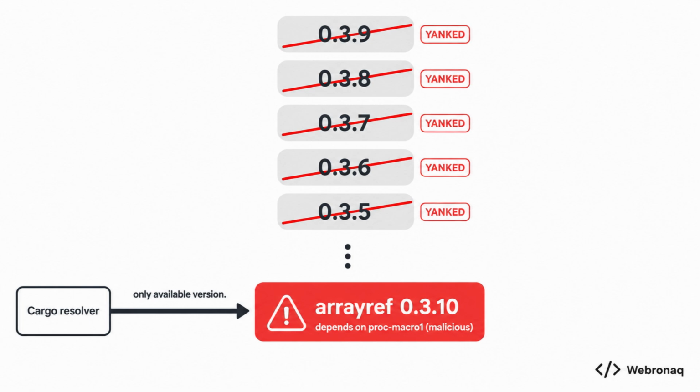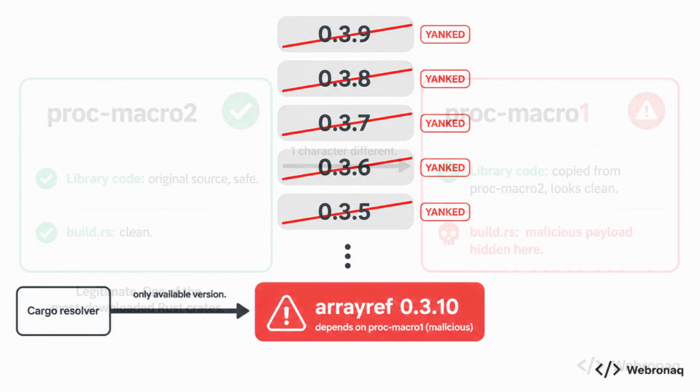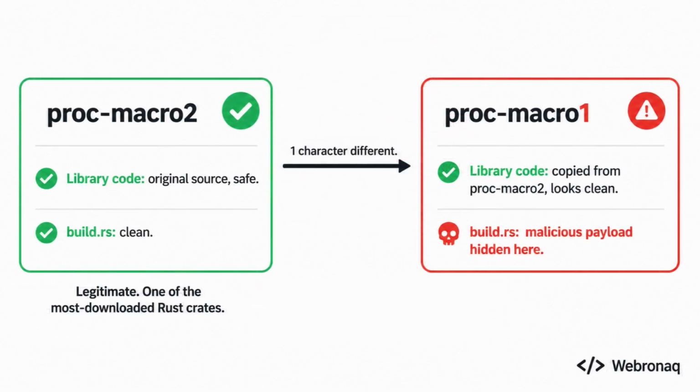Up next, let us look at how proc macro 1 disguised itself so well that even a careful code review missed it. Here's where it gets really sneaky. The malicious package was not called arrayref or anything suspicious. It was called proc macro 1, just one character different from proc macro 2, one of the most downloaded packages in the entire Rust ecosystem. The attacker copied the real proc macro 2 library code almost exactly. So if you downloaded proc macro 1 and read through its source files, everything looked legitimate. The builds finished without errors. Nothing felt wrong. The malicious code was hidden entirely inside build.rs, the prep cook script we talked about earlier.